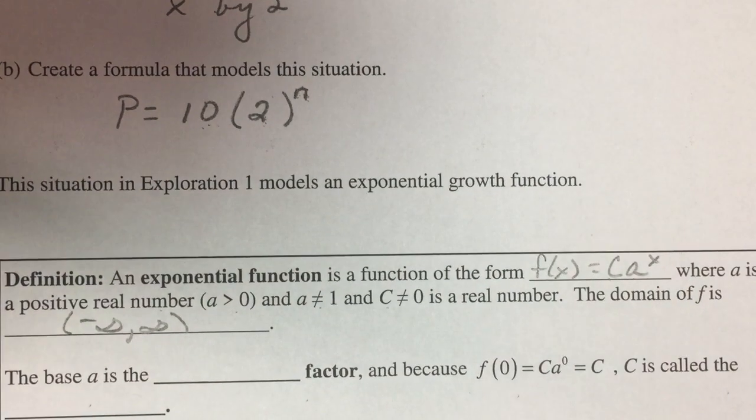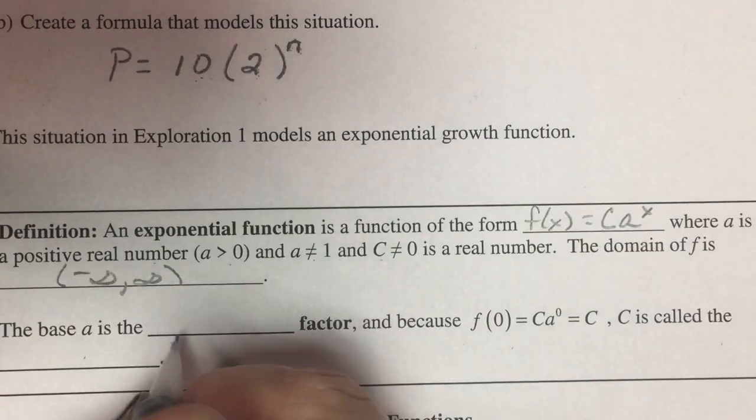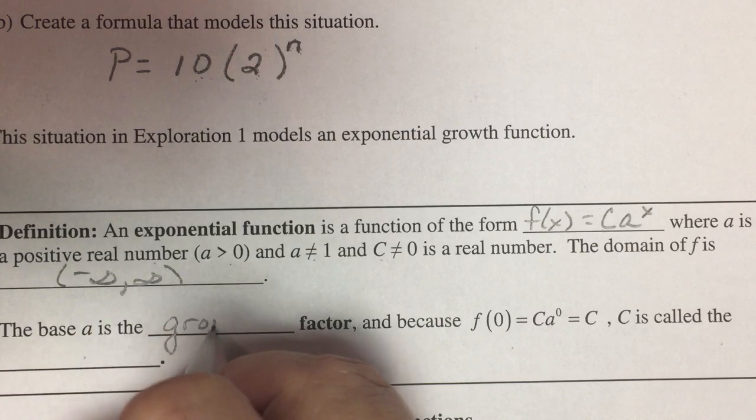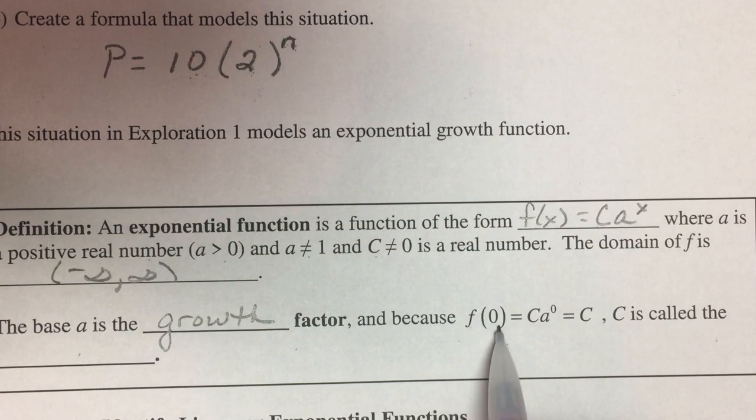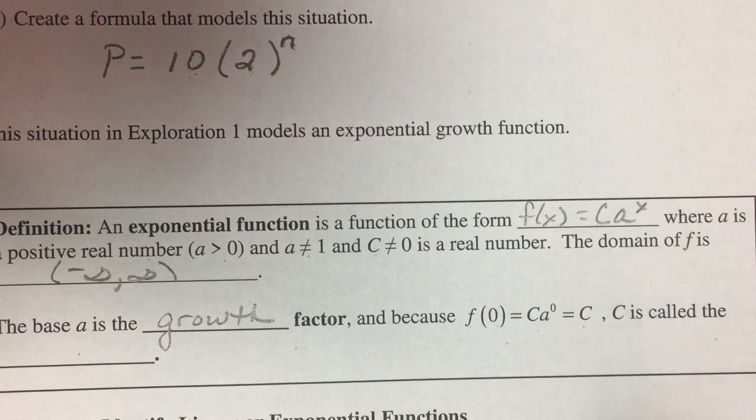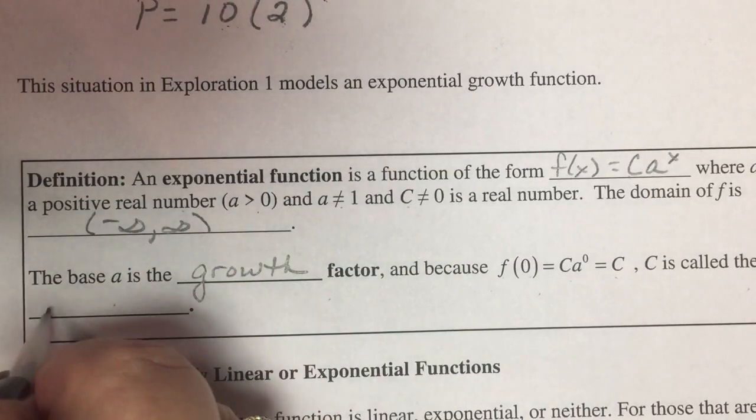Base a, I called it the multiplier. It's called the growth factor in math, but you can think of it as the multiplier. And because f of 0, or whenever you plug 0 in for a, you are always going to get c. C is called the initial value.